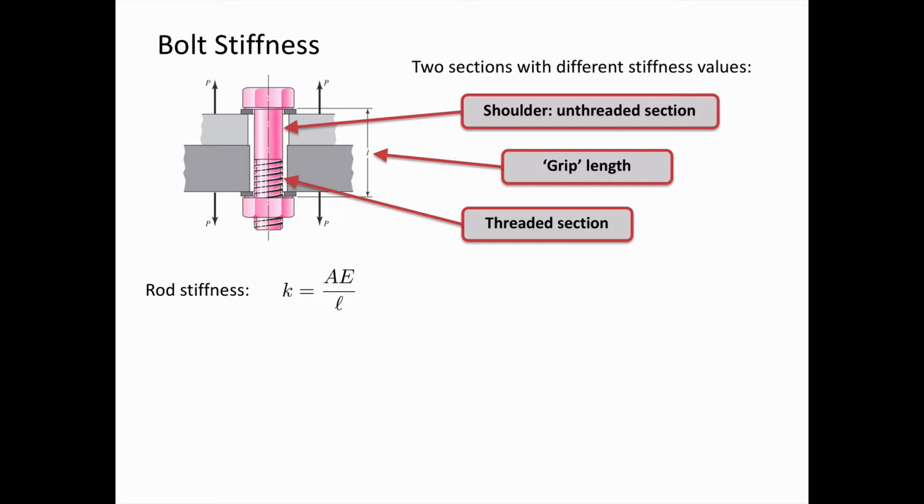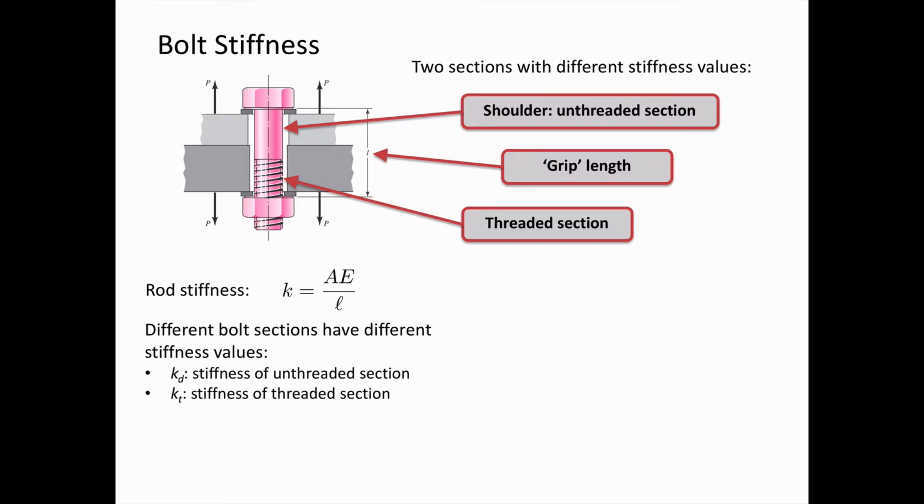A rod stiffness is equal to the cross-sectional area times Young's modulus divided by the length of the rod. We can apply this to the two different sections of the bolt and obtain the stiffness of the unthreaded section and the stiffness of the threaded section. So which stiffness coefficient is larger? For equal length sections, K sub D, the stiffness of the unthreaded section, is larger. It has more material.